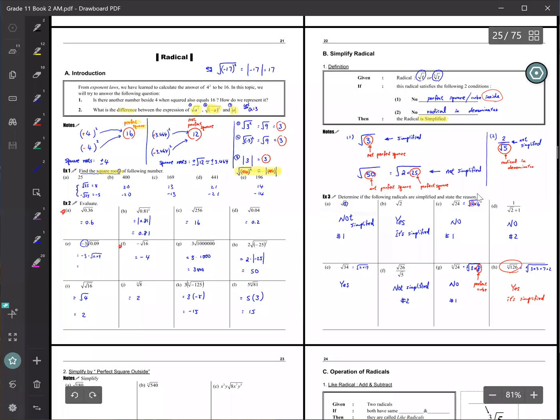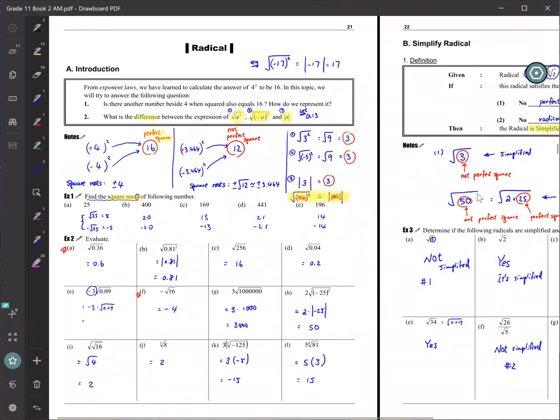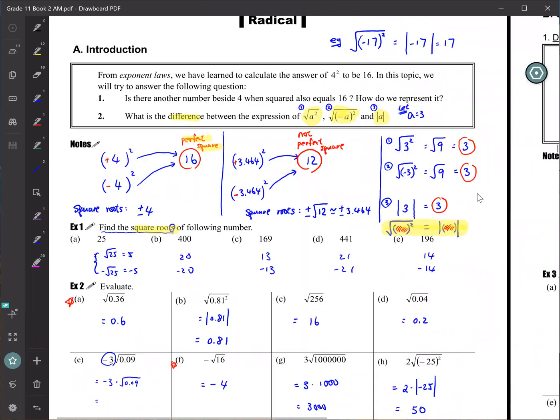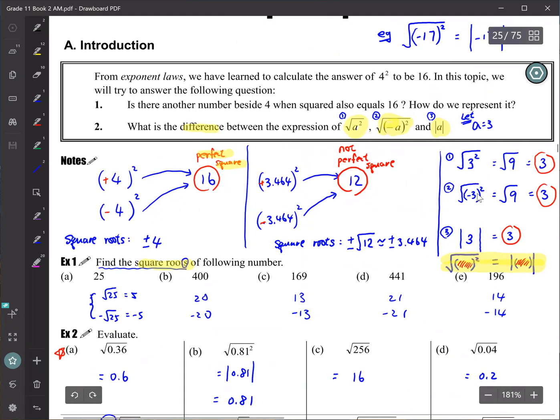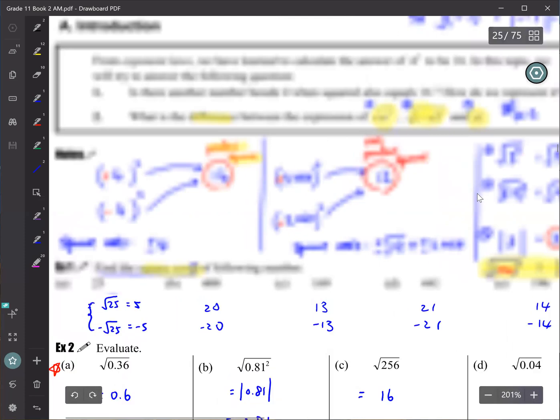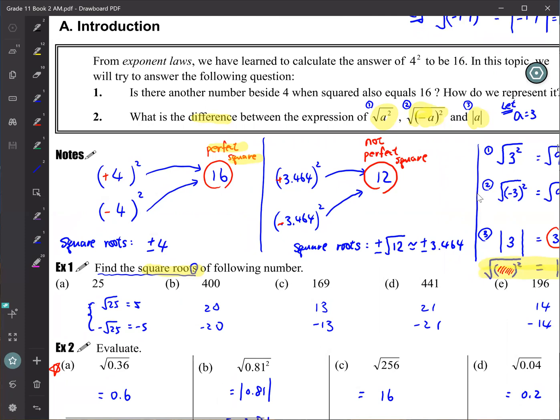So let's quickly recap what we did last time when we started the radicals. First, we talked about what a perfect square is, something that has square roots and does not go on forever. Something that's not a perfect square is like 12, because you cannot find a number exactly squared that equals 12. And 16 is a perfect square because 4 times 4 is exactly 16.